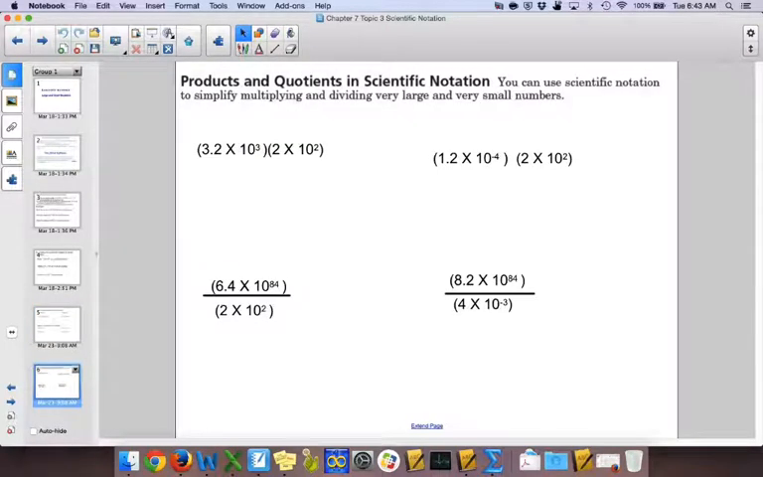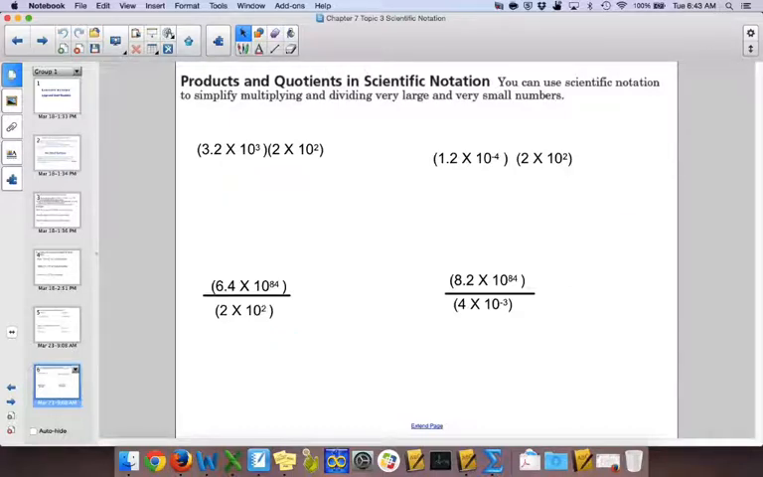Okay. Looking at the last piece, products and quotients in scientific notation. So we can take scientific notation and do other math with it as well, similar to what we've done with our exponents in this chapter. So for this last slide, I'm just going to show an example of multiplication and an example of division here and here, and then I'd like you guys to try the two on the right. So start off with the first one.